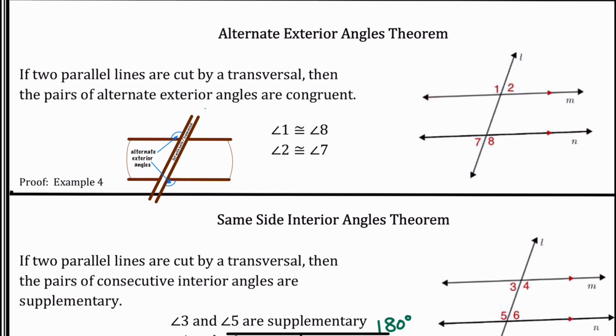Here's the interior, here's the exterior, and we're alternating on the exterior of the ice cream sandwich. So 1 and 8 are going to be congruent, and 2 and 7 are also congruent.